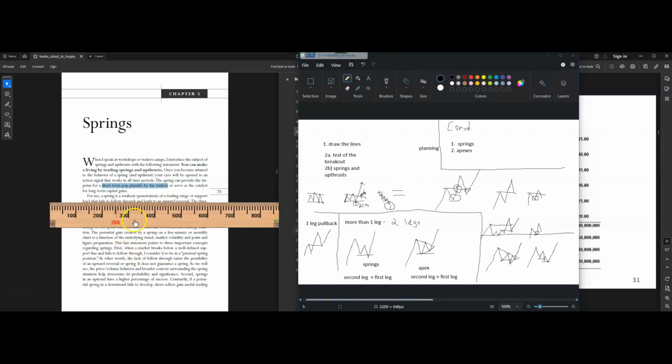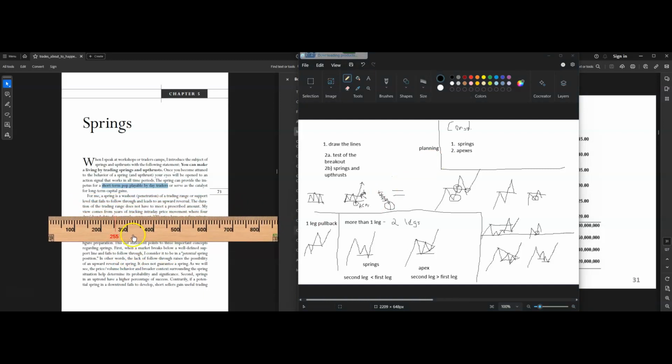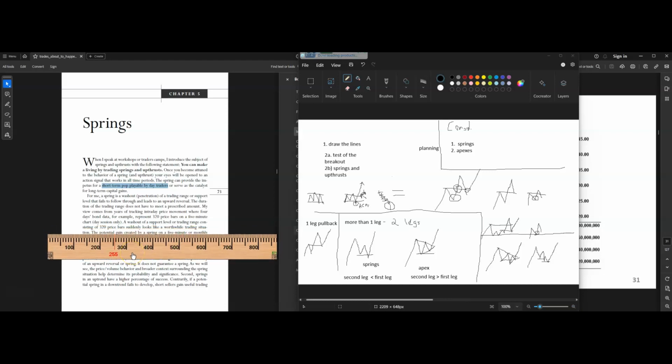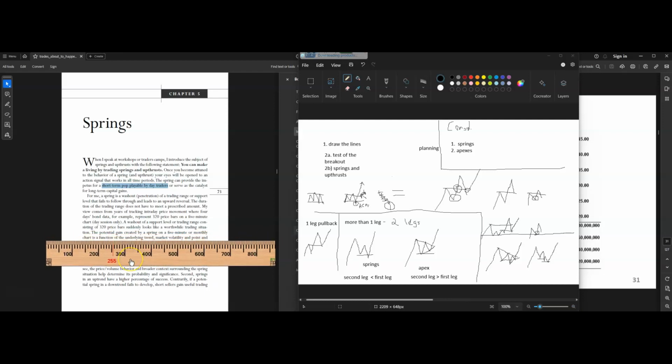For me, the spring is a washout, etc. My view comes from years of tracking intraday price movement. A washout of a support level or trading range is a worthwhile situation. The potential gain by a spring on a 5-minute or monthly chart is a function of the underlying trend. Underlying trend meaning get the spring in an uptrend. Get the spring in an uptrend.